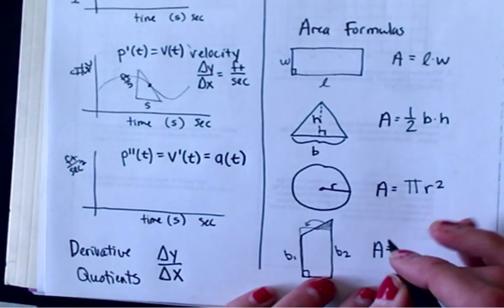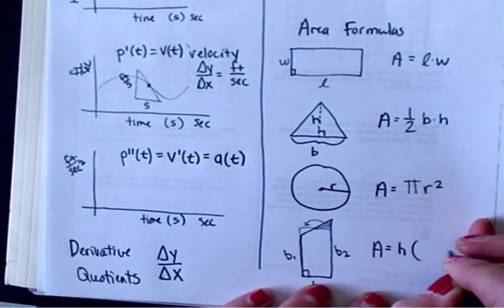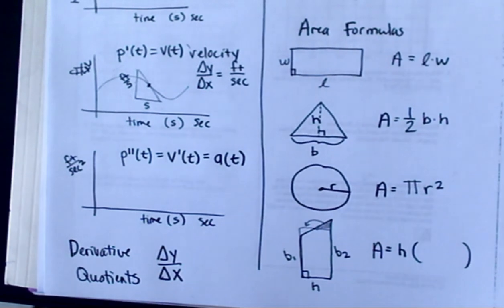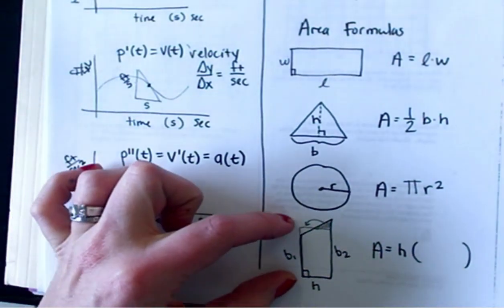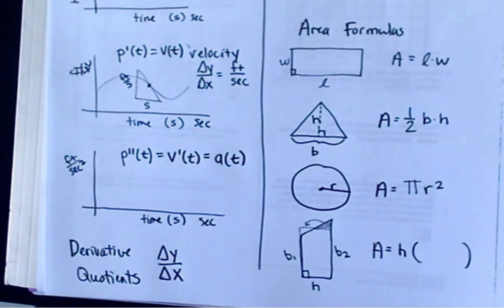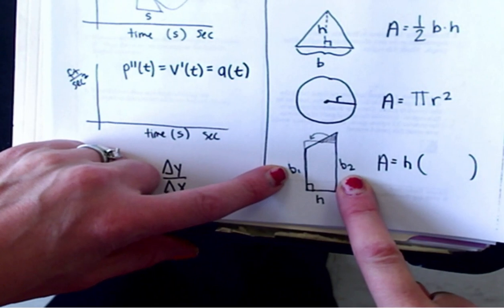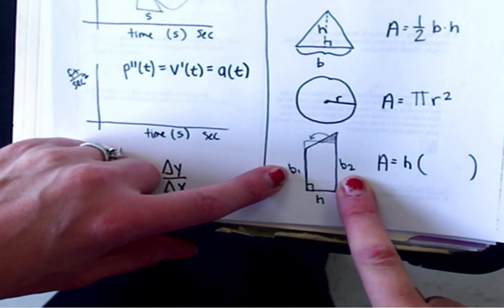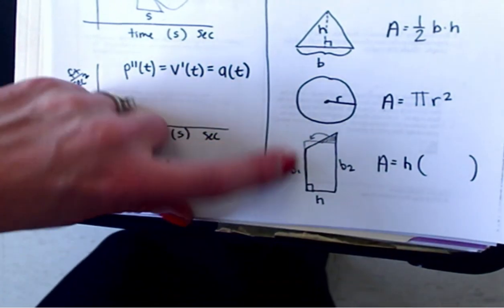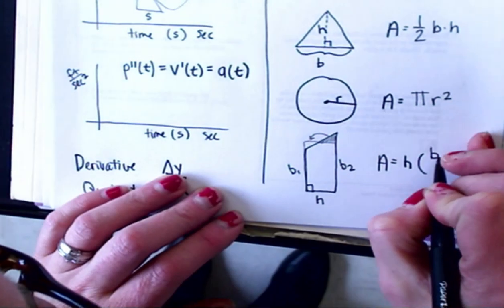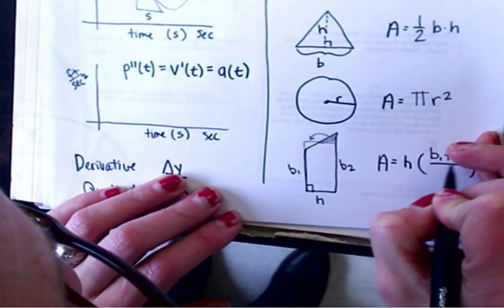The difference of B2 and B1. I do have to multiply by height because I've got that measurement. But what is the length of this newly formed rectangle? It's called a trapezoid. I turned it into a rectangle. So what if you just average B1 and B2? Average B1 and B2. It gives you the length of that rectangle. So that's B1 plus B2 over 2.